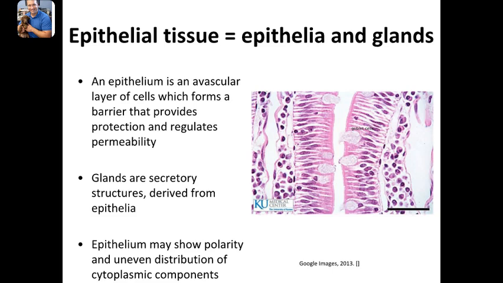So epithelial tissue is often going to be associated with glands. Epithelium is avascular, so it has no blood vessels within it. It depends upon diffusion, a topic we just covered in our cellular level of organization studies. And that diffusion is going to be how nutrients get in and how things are absorbed into the cell. Glandular epithelium is secretory in nature, so it's going to excrete things.